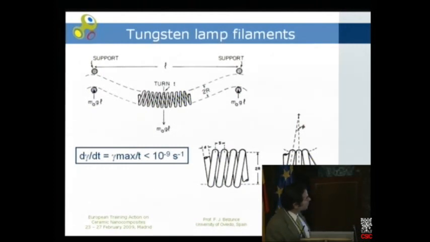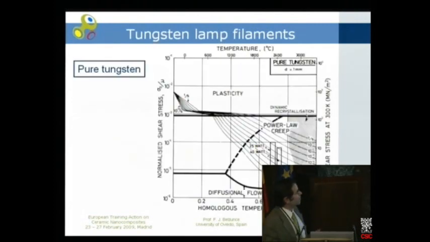So it is quite easy to find the maximum allowable strain rate possible, because we know the geometry of this winding. We have the distance between the two adjacent spirals, and we know that the time that the lamp must last may be higher than 1,000 hours. So at the end, we can find that the maximum strain rate will be lower than 10 minus 9 seconds minus 1. What happens when we use a pure tungsten filament?